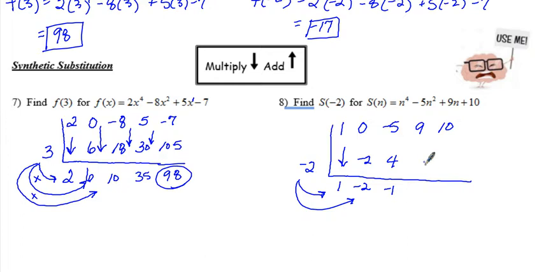-2 times -1 is 2. 9 plus 2 is 11. -2 times 11 is -22. 10 plus -22 is -12. -12 is the answer of f evaluated at -2.